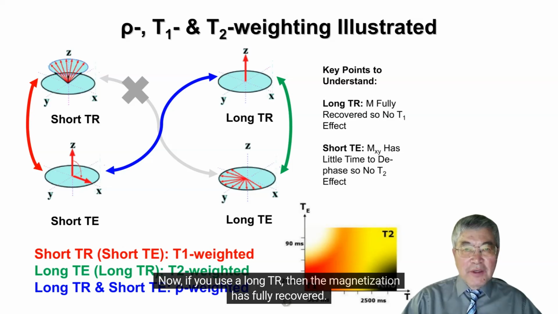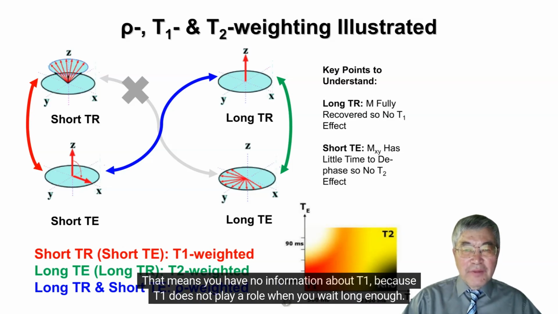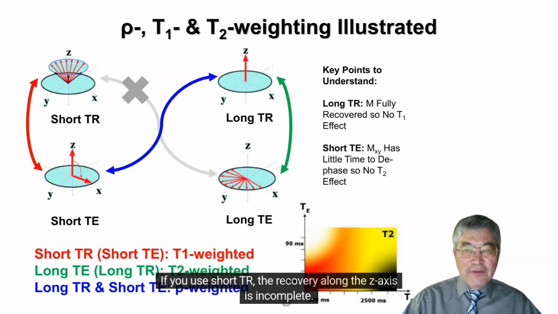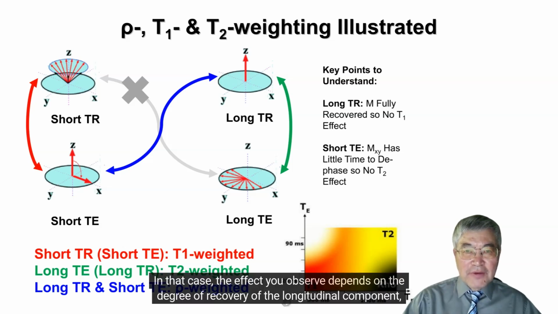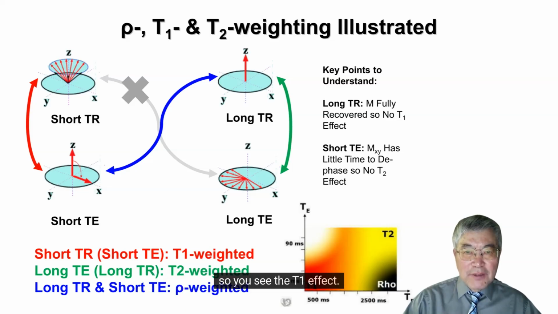Now, if you use a long TR, then the magnetization has fully recovered. That means you have no information about T1 because T1 does not play a role when you wait long enough. If you use short TR, the recovery along the z-axis is incomplete. In that case, the effect you observe depends on the degree of recovery of the longitudinal component, so you see the T1 effect.